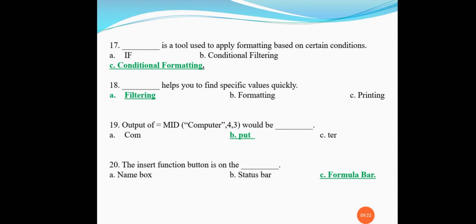17.1, dash is a tool used to apply formatting based on certain conditions. Options are A. If, B. Conditional filtering, C. Conditional formatting. So answer is conditional formatting here.